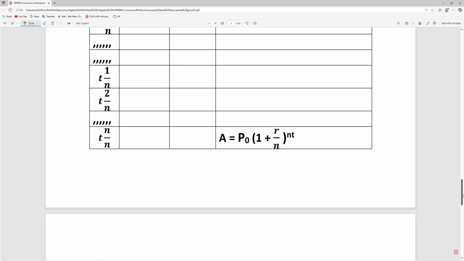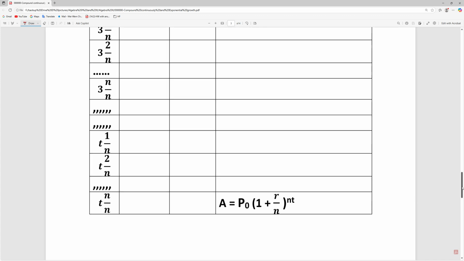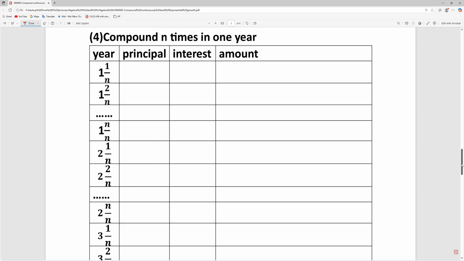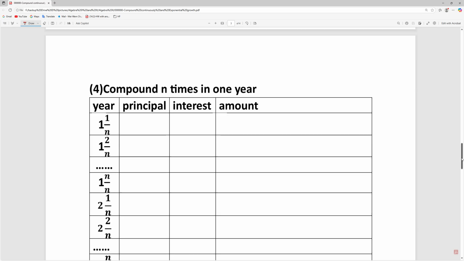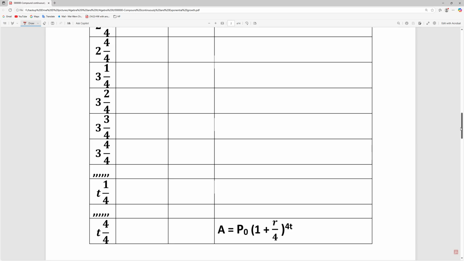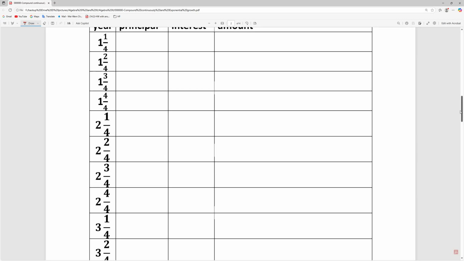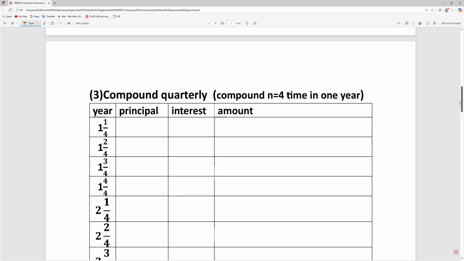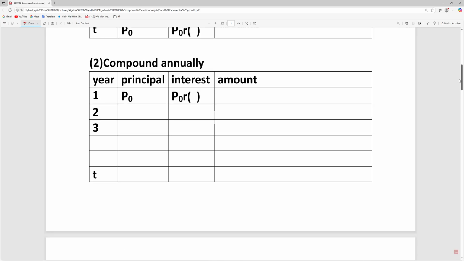First, the formula you can see is the compound n times in 1 year. I will explain what compound n times in 1 year means, and the compound 4 times in 1 year. So compound interest, what's that? And I will talk about it later. And the compound annually. Compound annually means you compound only 1 time in 1 year.